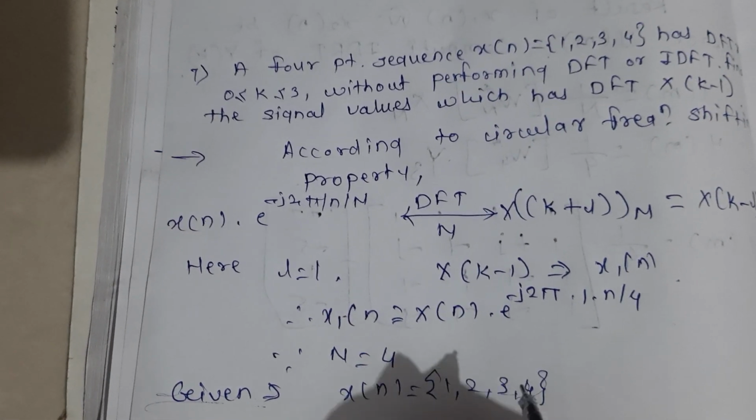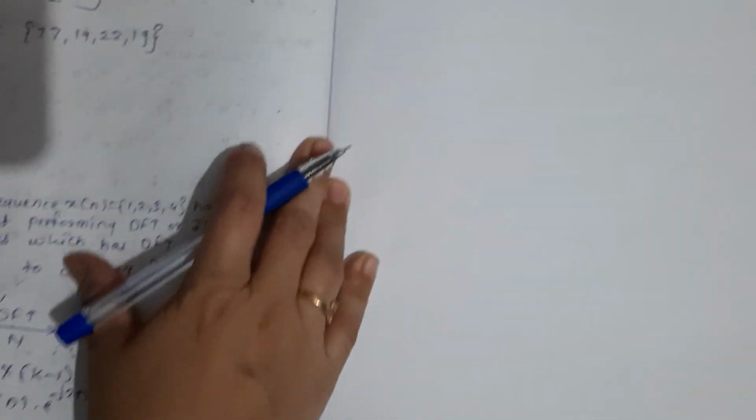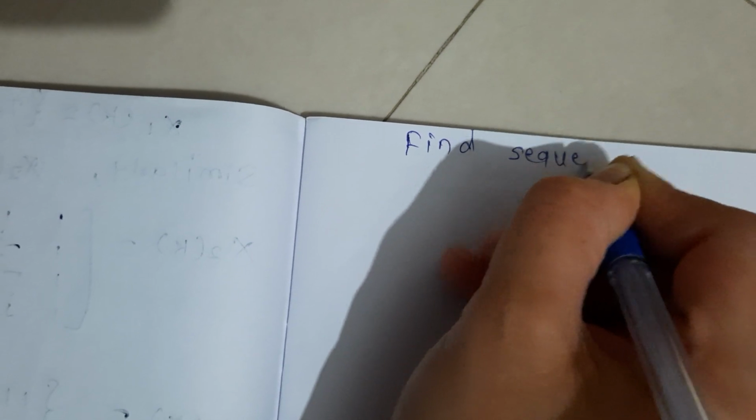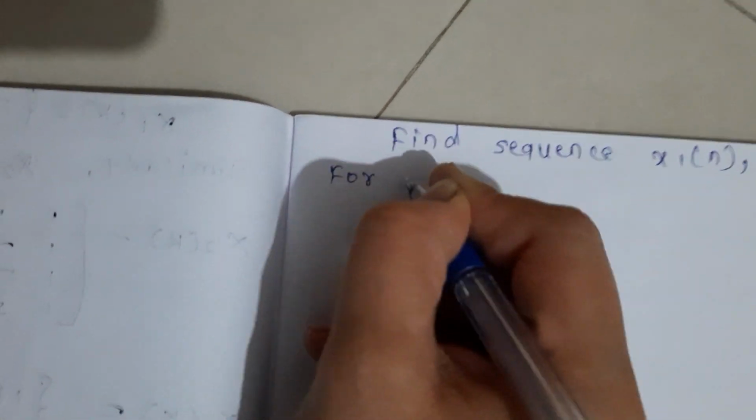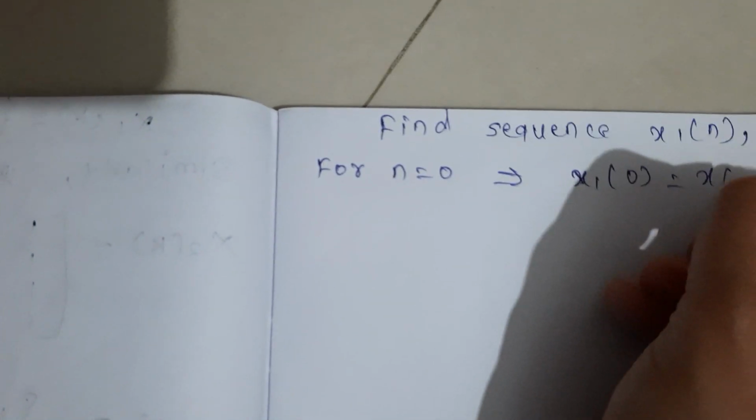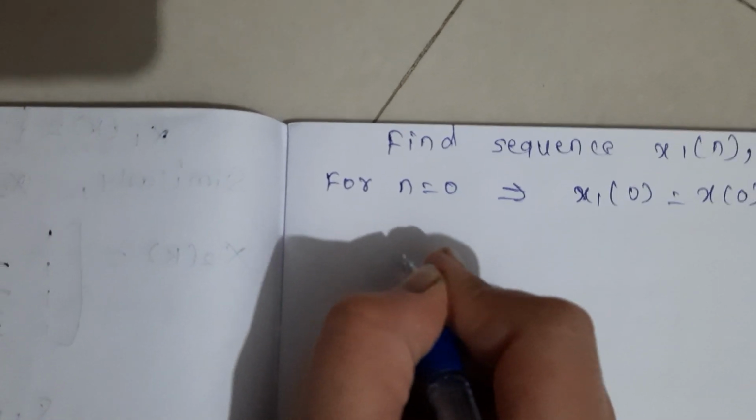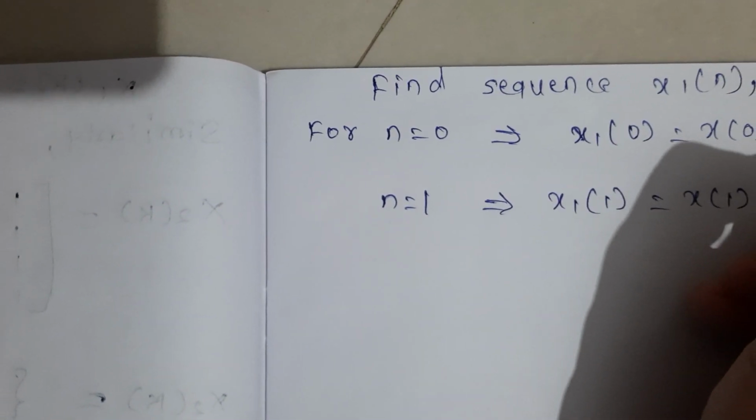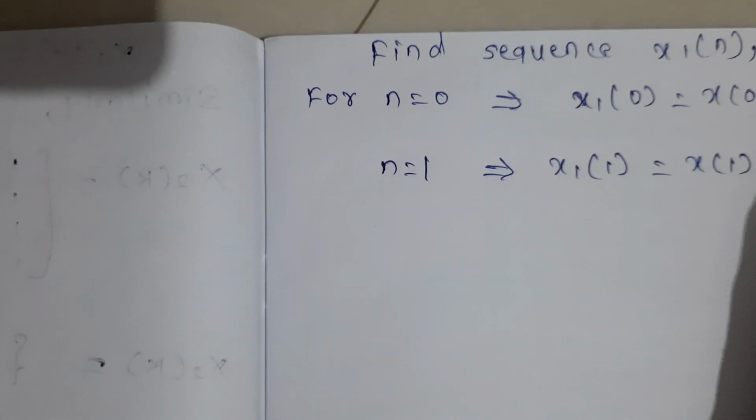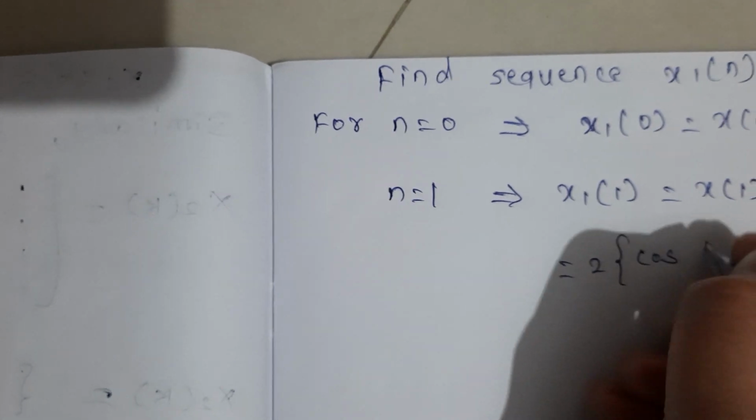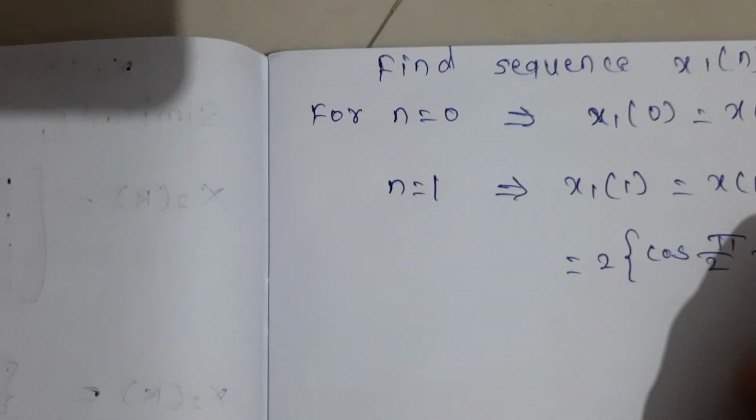So x(0) is 1, and x(1), x(2), and x(3) values are here. Now find the sequence x1(n) as follows. For n is equal to 0, x(0) into e raised to 0 is equal to 1. Now next is for n is equal to 1, so it is 2 cos pi by 2 minus j sin pi by 2.